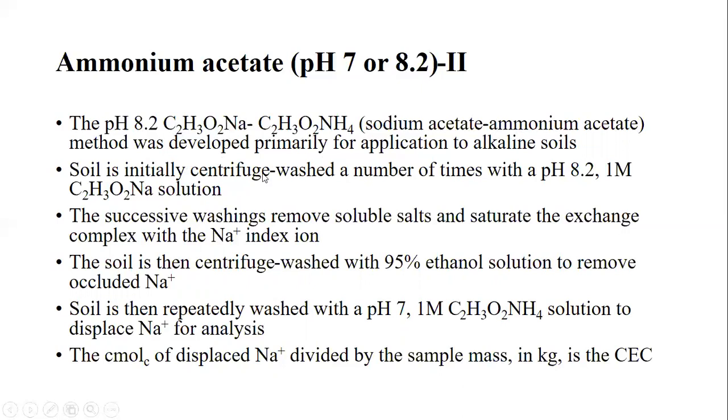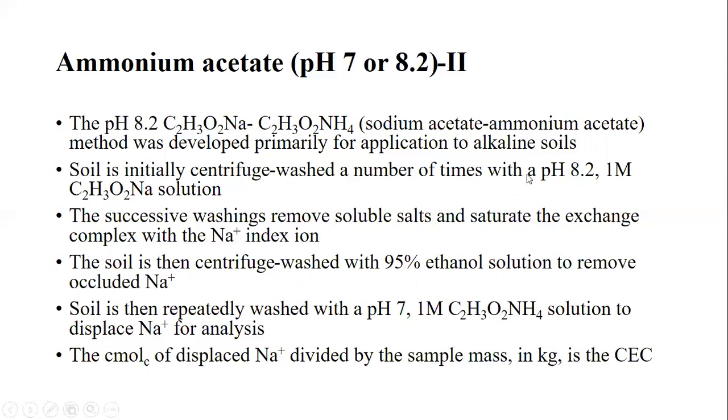Soil is initially centrifuge washed a number of times with a pH 8.2, 1 molar, remember, high concentration. Remember, we said to exchange something, we need to use high concentration to make sure that we are replacing all the cations that are on the colloids. So soil is initially centrifuge washed a number of times with a pH 8.2, 1 molar sodium acetate solution. So we bring the solution. We have a certain amount of soil, a known mass of the soil, and we'll go through the calculation in a minute.